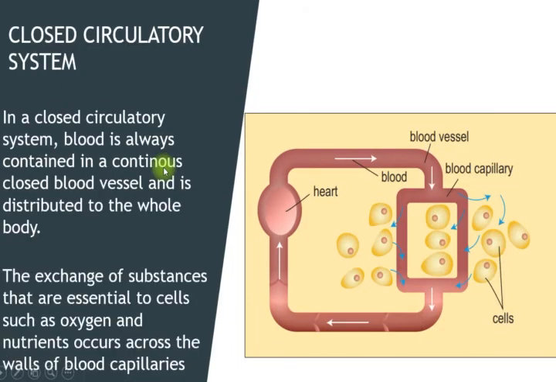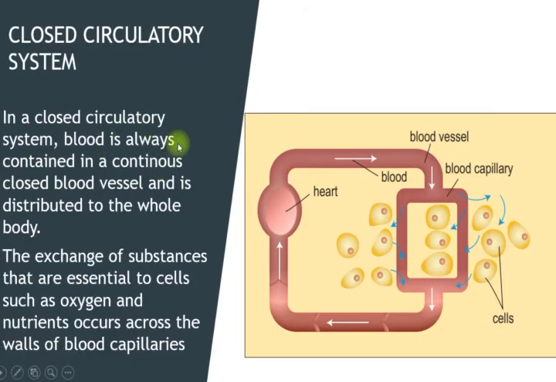For the closed circulatory system, blood is always contained in a continuous closed blood vessel and is distributed to the whole body. So why is it called a closed circulatory system? Because the blood always moves in a continuous, closed blood vessel. That's why we call it a closed circulatory system.